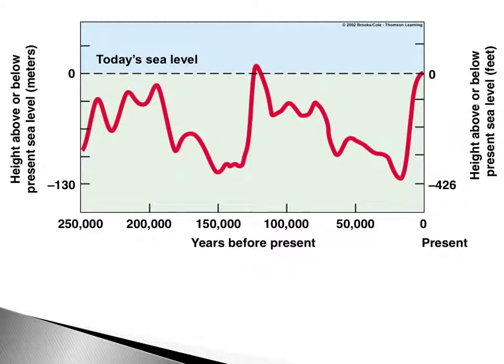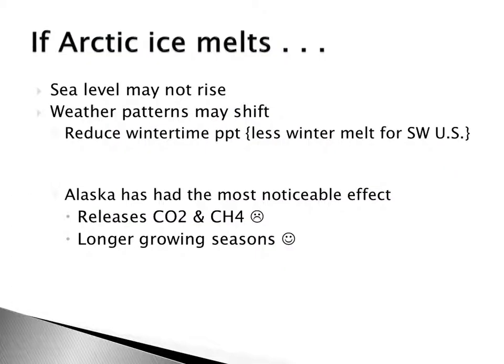Today's sea level, of course, fluctuates up and down, but in the last 25,000 years or so, you can see how it shot up again due to thermal expansion. Those molecules are expanding. If the Arctic ice melts, sea level may not rise, but weather patterns may shift. Reduced wintertime precipitation, in other words, less winter melt for the southwestern United States, as I mentioned. Alaska has really had the most noticeable effect.